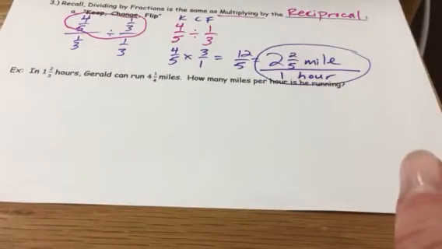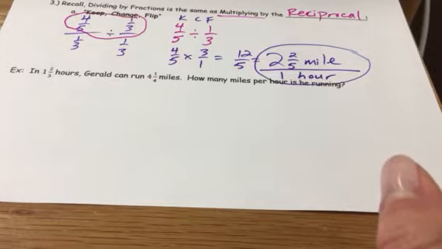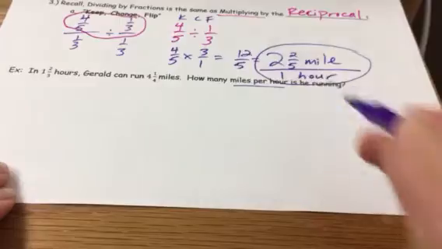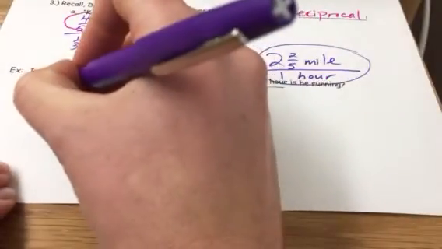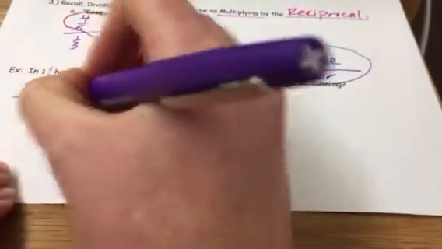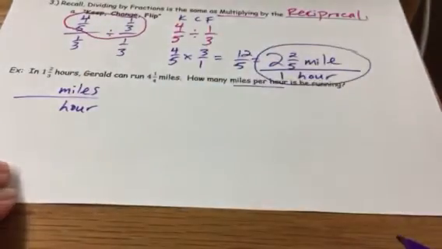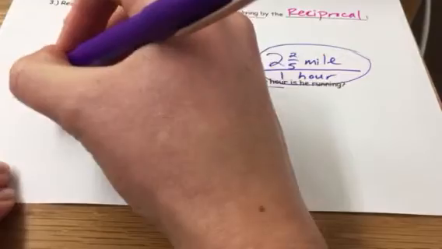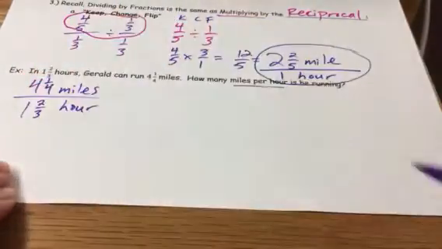In 1 2/3 of an hour, Gerald can run 4 1/4 miles. How many miles per hour is he running? Again, let's set up our units first. So we have miles per hour. Hours goes on the bottom because it comes after the word per. So I've got 4 1/4 miles over 1 2/3 of an hour.